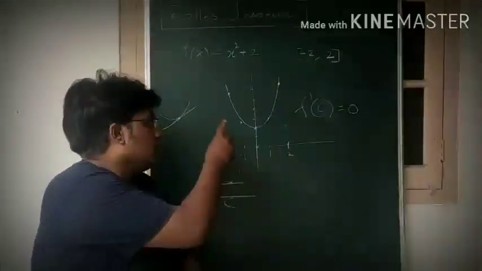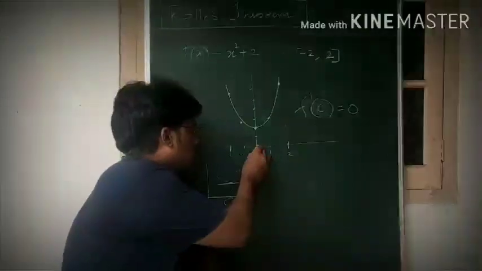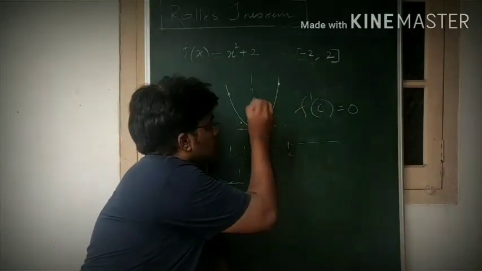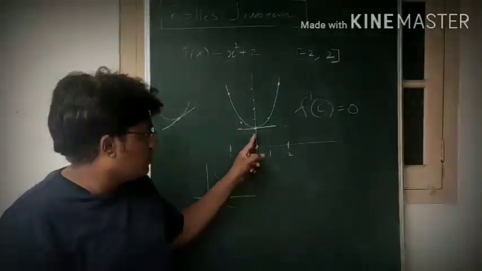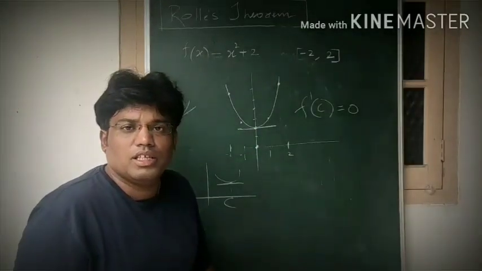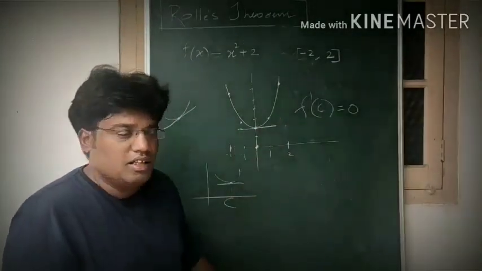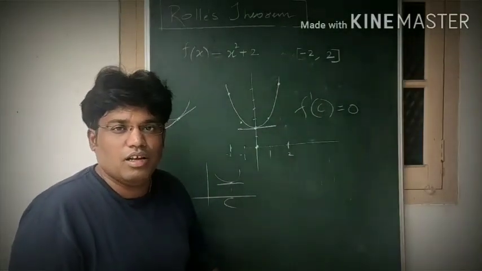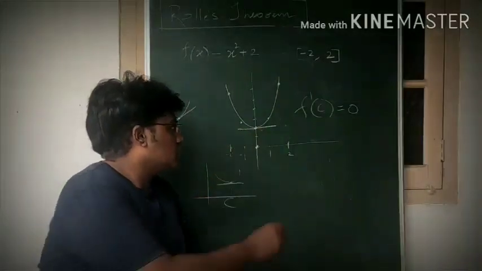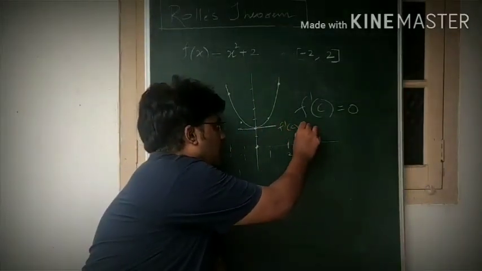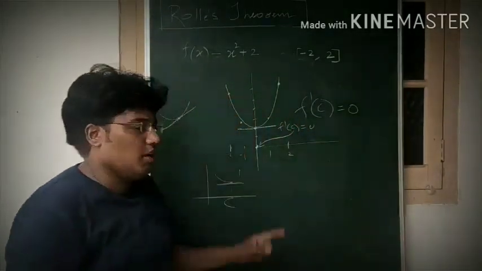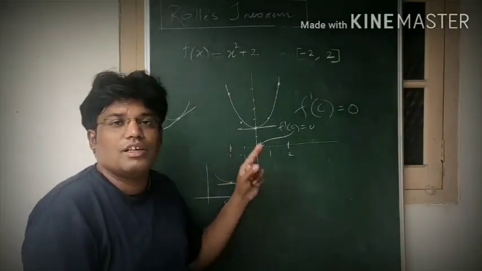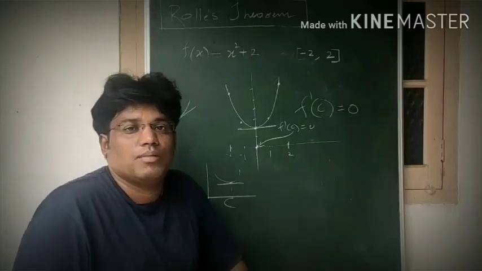So here, for this function, I will draw a tangent at 0. Exactly at the point 0 I am going to draw the tangent. Now how is the tangent? Is it parallel to the x axis? Definitely yes. So f dash of c is equal to 0. Where is c? At 0. Therefore c value becomes 0. That is what you are finding in Rolle's theorem.